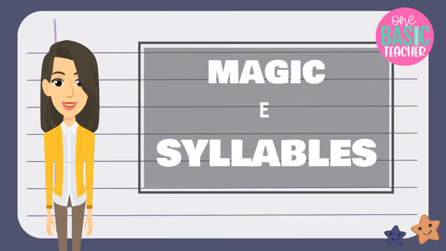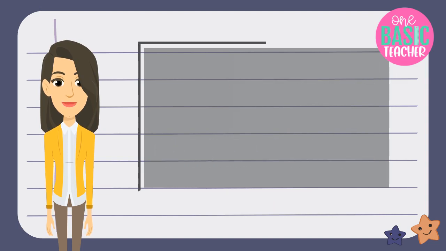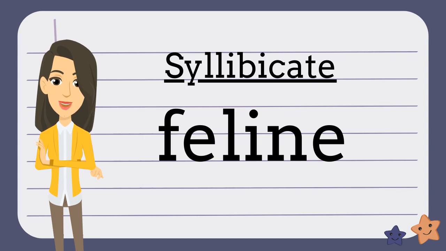Now, let's practice a few on your own. I will show you a word, and then you will pause the video and syllabicate the word. Then, press play to check your answer. Let's start with this word. Pause the video and syllabicate this word. Then, press play to check your answer.